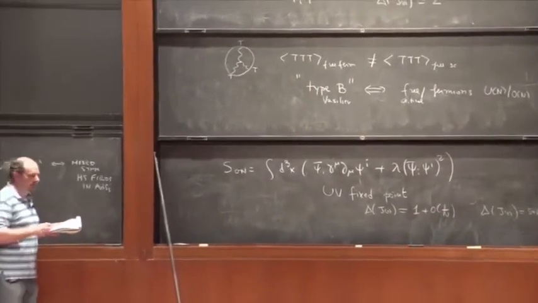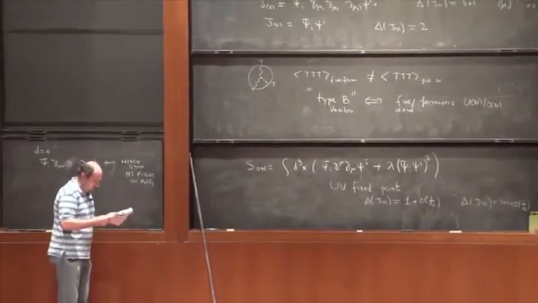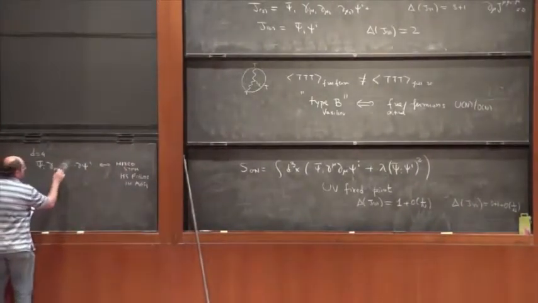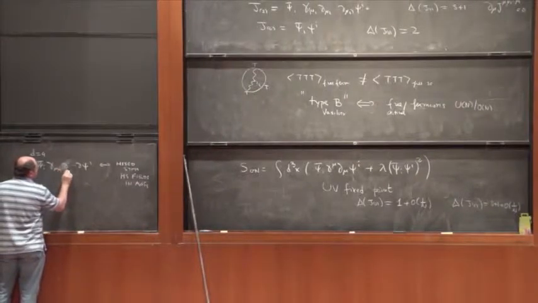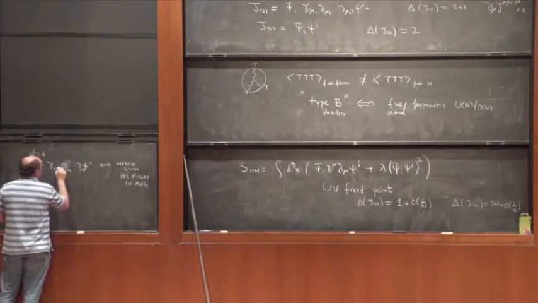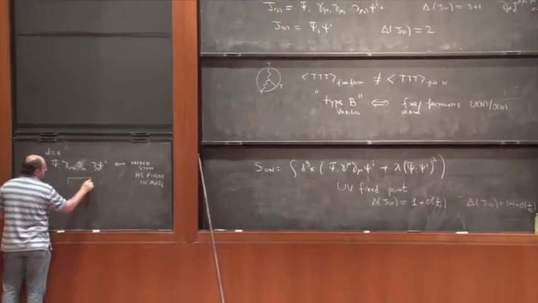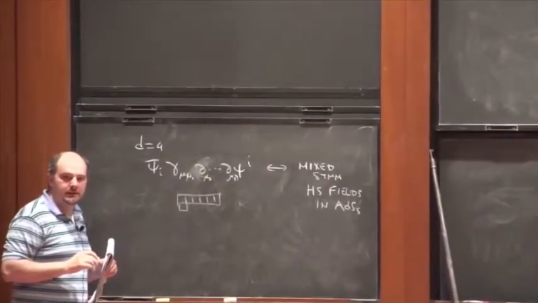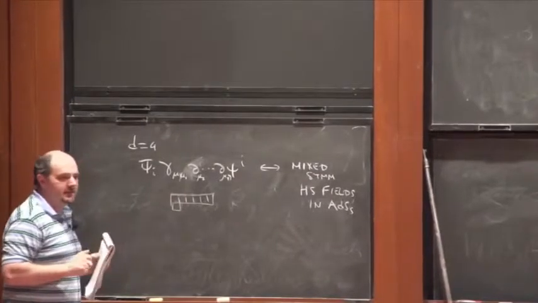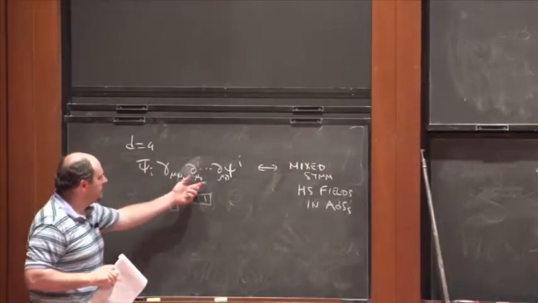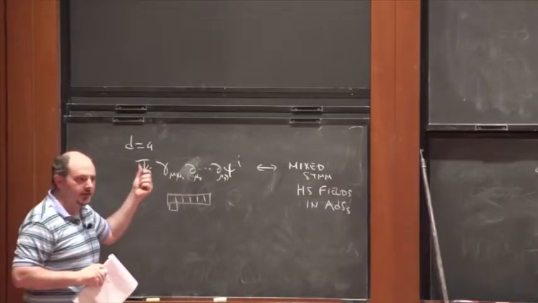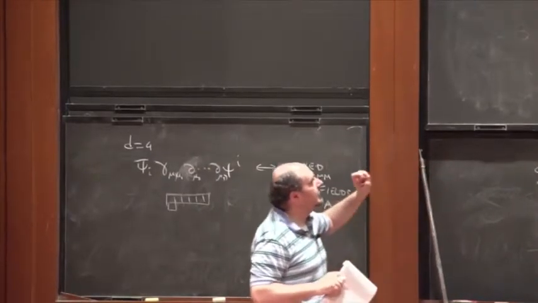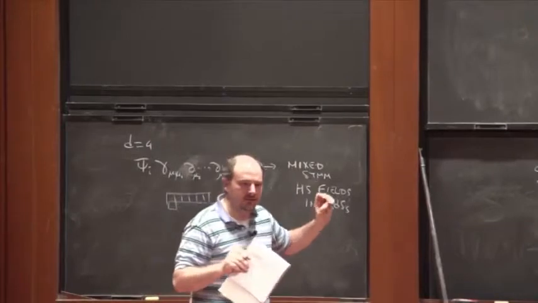Any questions? So it just means, let me schematically do something like this. An operator like this would correspond to a Young tableau of this type. So it's not totally symmetric, and we call it mixed symmetry. It is symmetric under these indices and anti-symmetric here. It corresponds to this Young tableau, while the simplest type of higher spin fields are the ones which are totally symmetric.